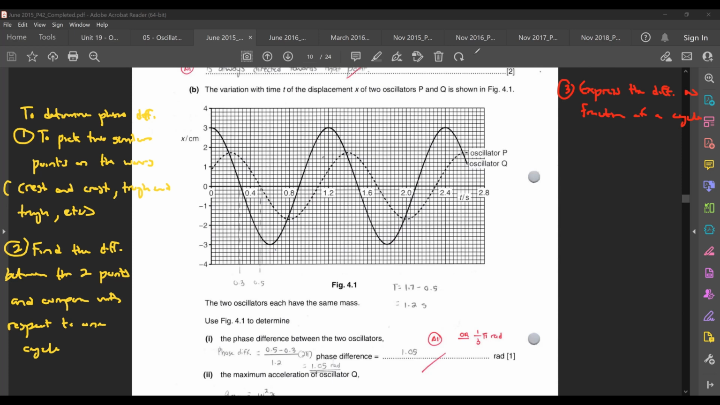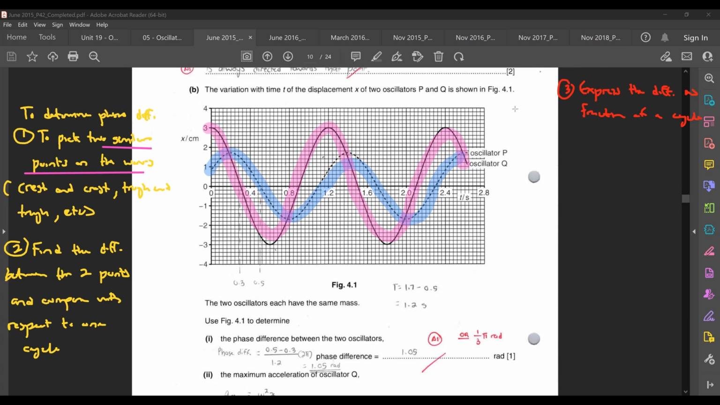You can see right now that you have 2 oscillators giving you 2 different waveforms. Your oscillator P is the dotted line. I'll label it as the blue colored line here. And then your oscillator Q is the solid line. I'll label it as the pink colored line right over here. So when you want to determine phase difference between 2 points, you have to pick 2 similar points on the wave, which could be crest and crest, trough and trough, or any other suitable point.